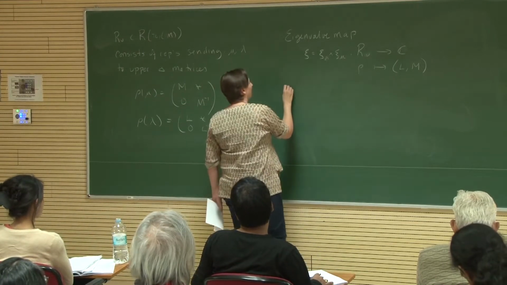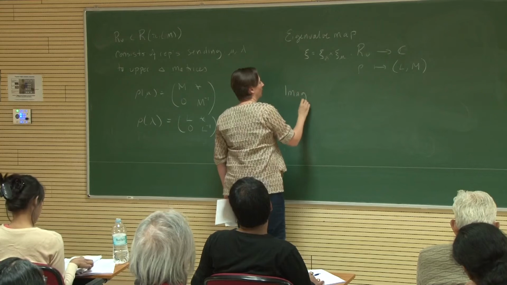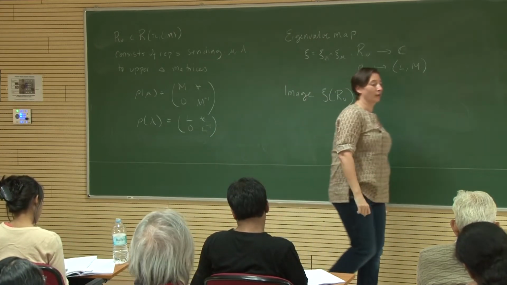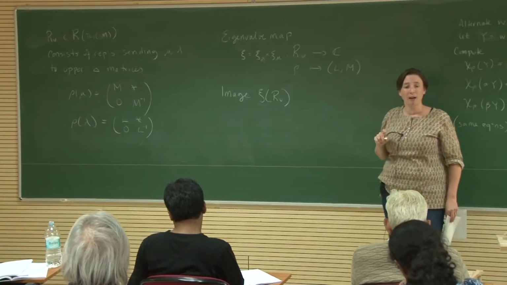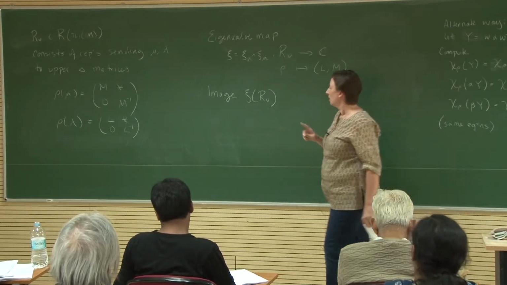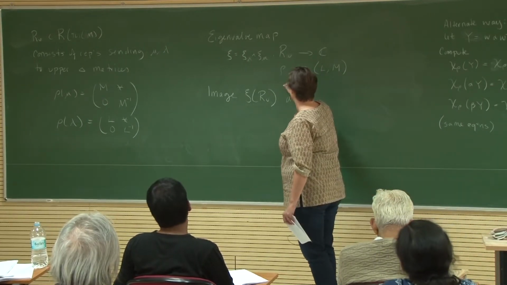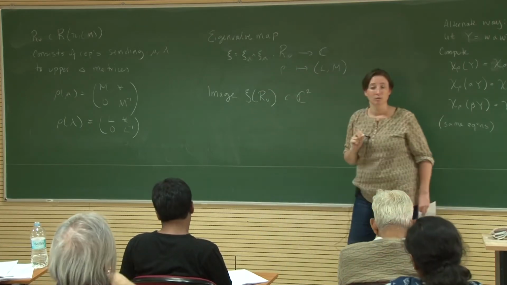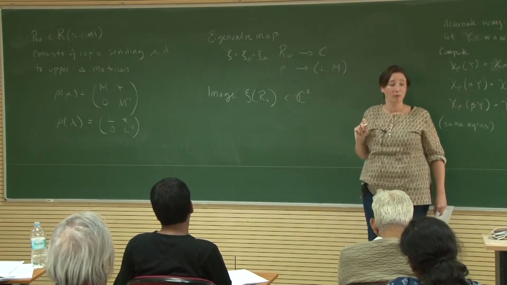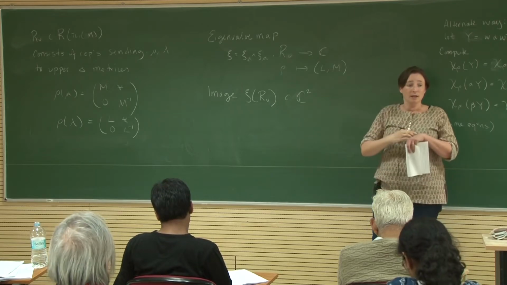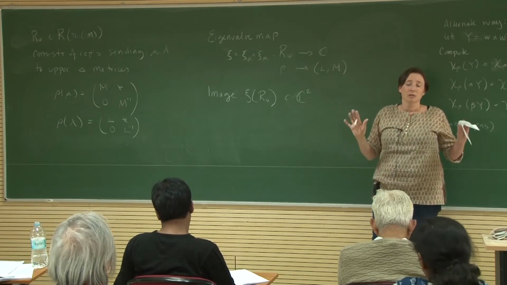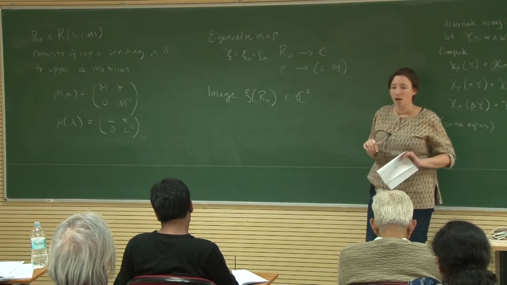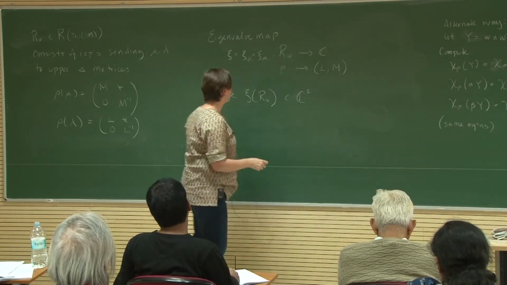So the image of the sort of modified representation variety is in C2, right? Meridian and longitude, I have 2 parameters. And then it's an algebraic variety. I mean, maybe technically it's like a pseudo variety. I might have some holes in it, but I'll just say it's an algebraic set.